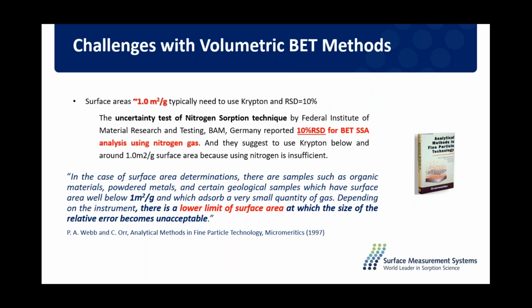So some of the challenges with volumetric techniques, as I alluded to previously, if you're using nitrogen as your adsorbate in the volumetric techniques, typically below 1 meter squared per gram is where the errors start to approach unacceptable values, maybe 10%. So most people recommend nitrogen adsorption only down to about 1 meter squared per gram. If your sample has a lower surface area, you'd have to go to krypton, which is possible, but becomes very expensive. So for typical nitrogen adsorption, the limit may be around 1 meter squared per gram.